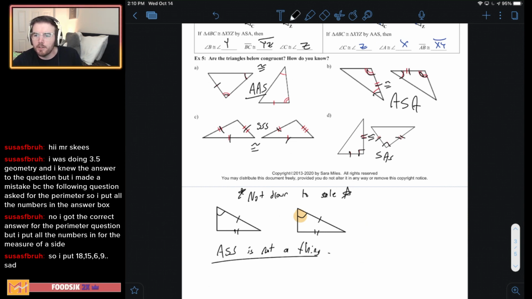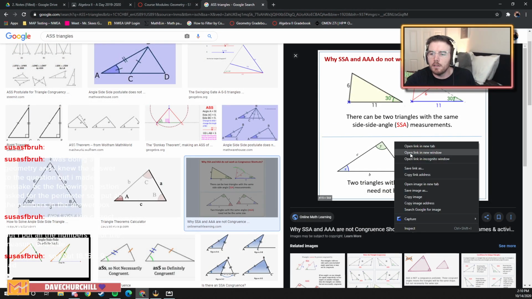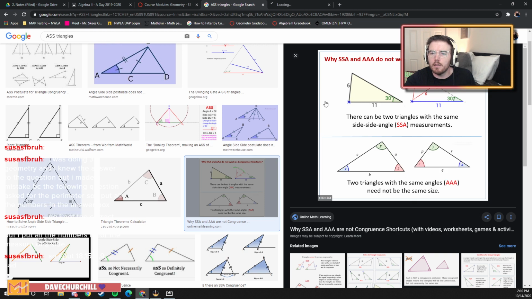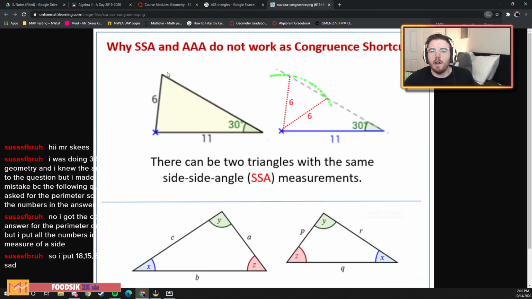Trying to find a good picture for you. Let me know if this picture right here makes sense. Take a look at this picture here. This is saying why does side side angle not work? Well, take a look at this.